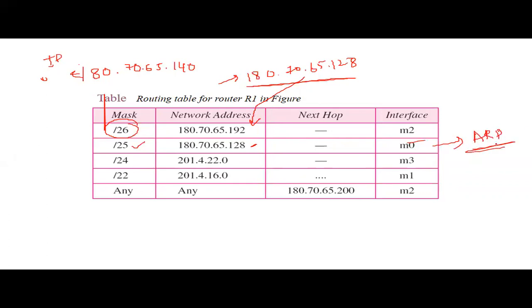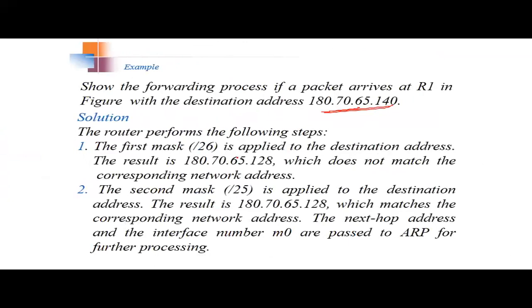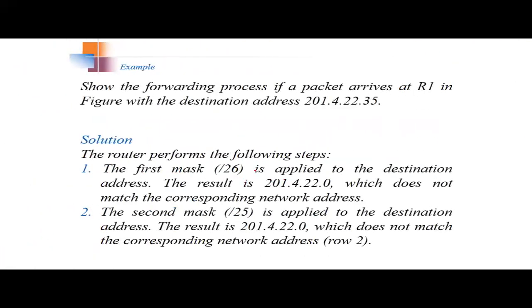When we pass it to ARP, the Address Resolution Protocol will try to get the MAC address and forward the packet to the specified host. So in this case, the same thing is written over here. You can just pause the slide and check the answer once. Now, the same kind of question, we have just changed the destination address. The destination address over here is 201.4.22.35. In this case, again, we will follow the same process. We will first apply the mask /26 and check whether we are getting the resultant network address which is in the first row.